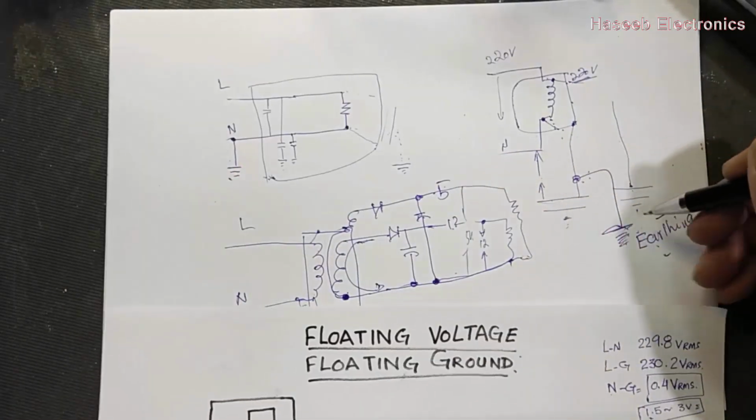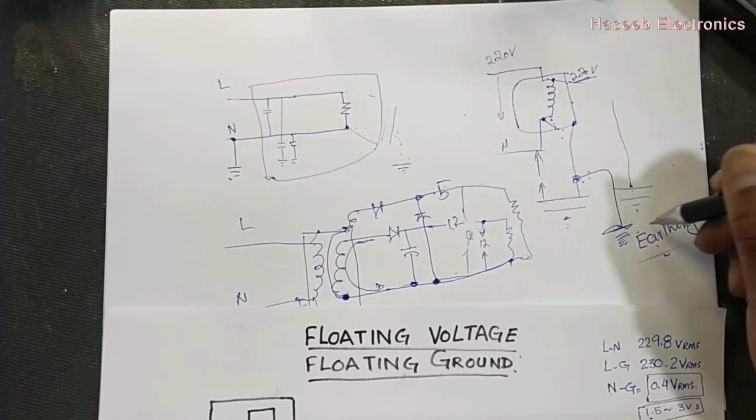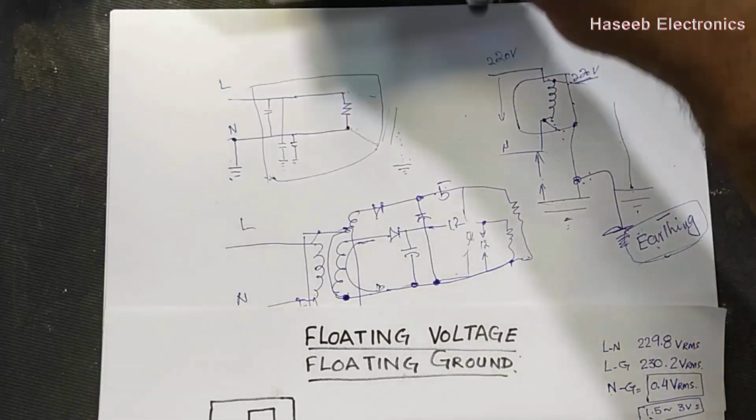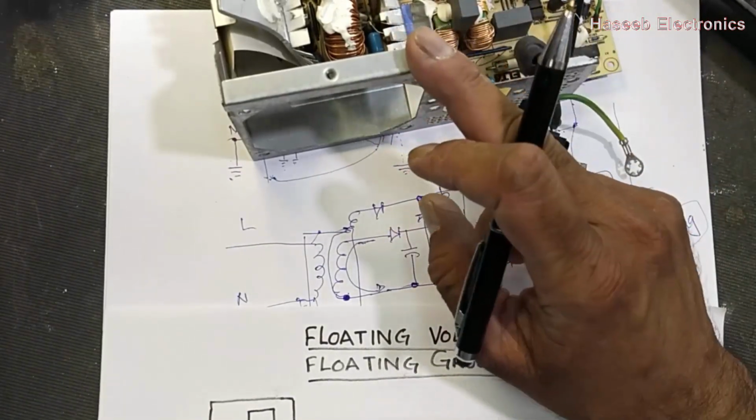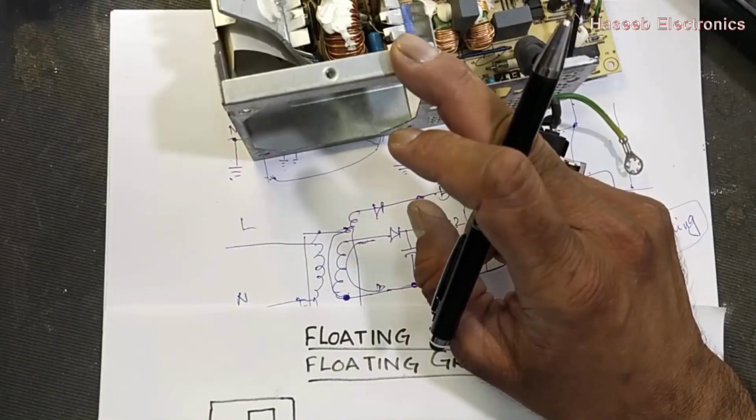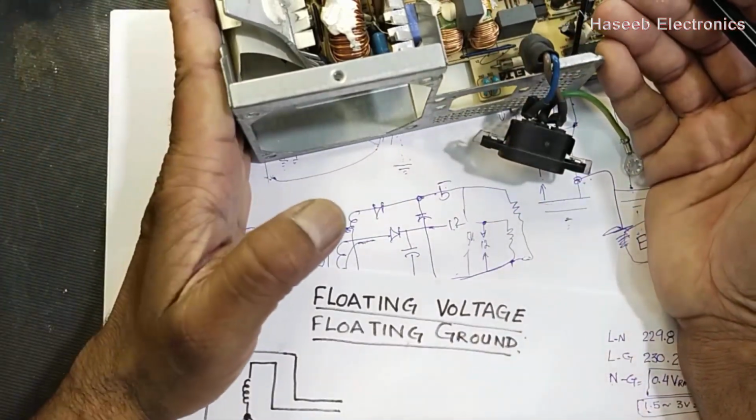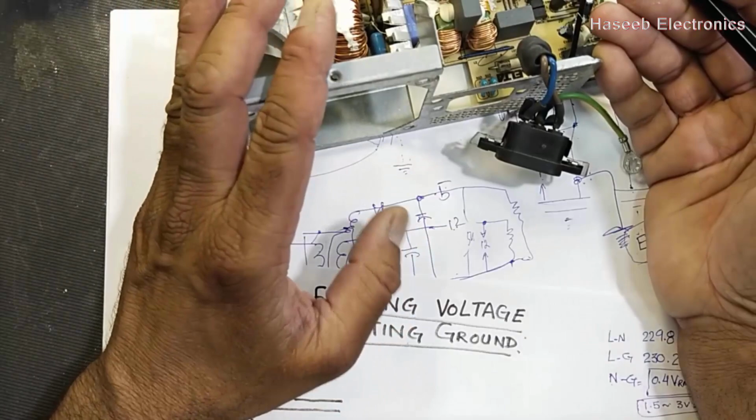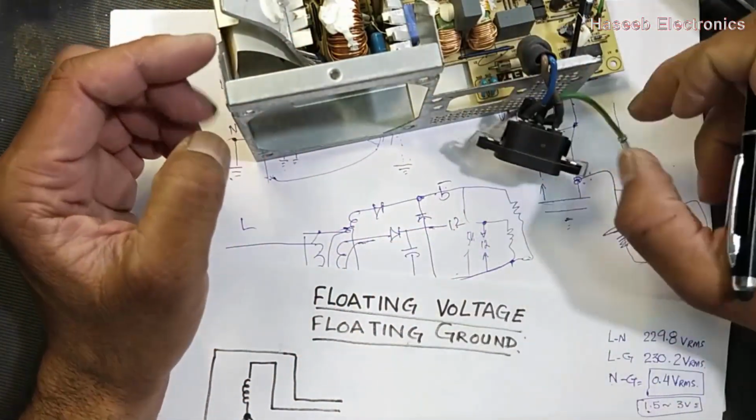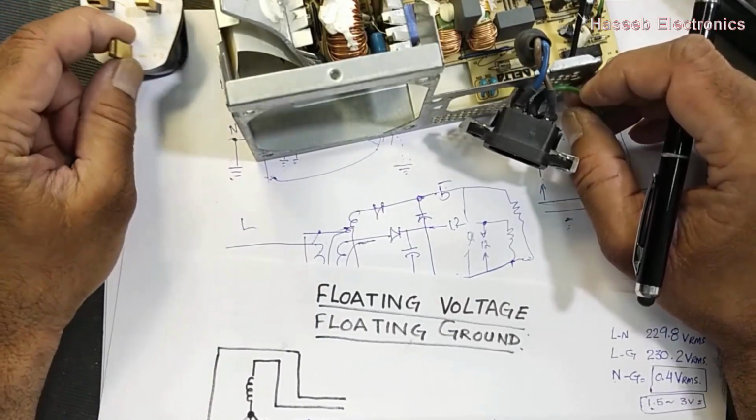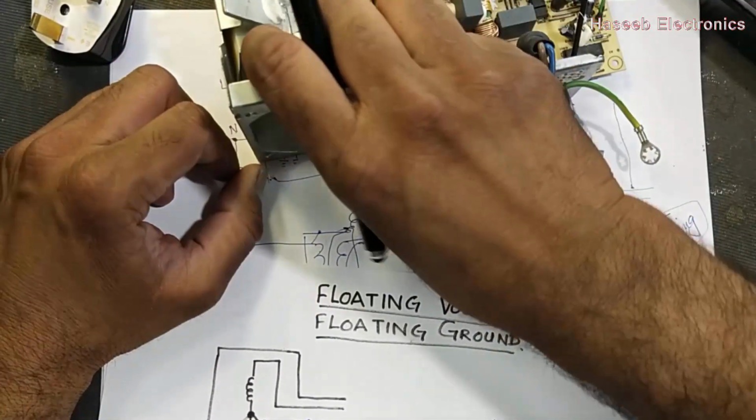So for safety purposes, a safety ground must be connected, especially in those appliances which have a metal body and are exposed to touch, any place, any metal part. So it must be grounded, and we must use an earthing point for safety.